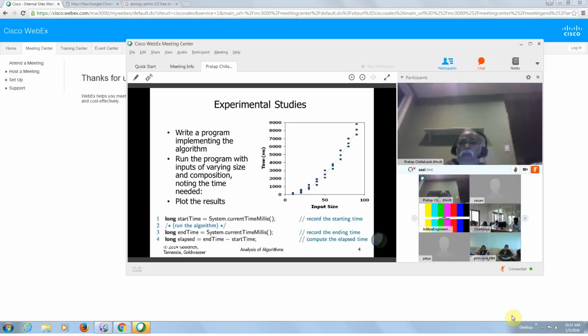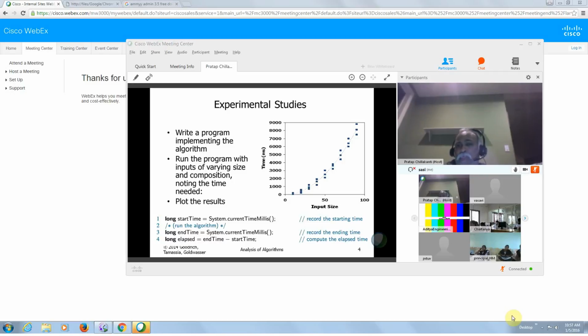So one way of trying to understand the time, in terms of how much time it takes to execute, is experiment, right? So we all know what experiments are. In the case of algorithms, what we do is write a program. Remember, I asked you to write your programs in Java and execute them. And then we run it with different inputs, different types of data, and then we plot the results, right?